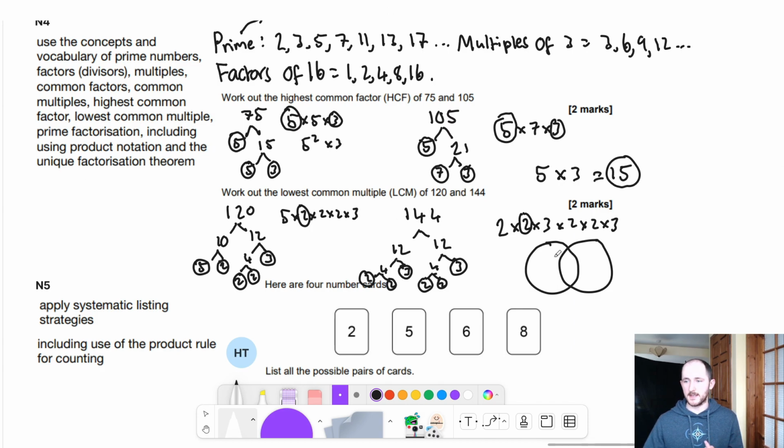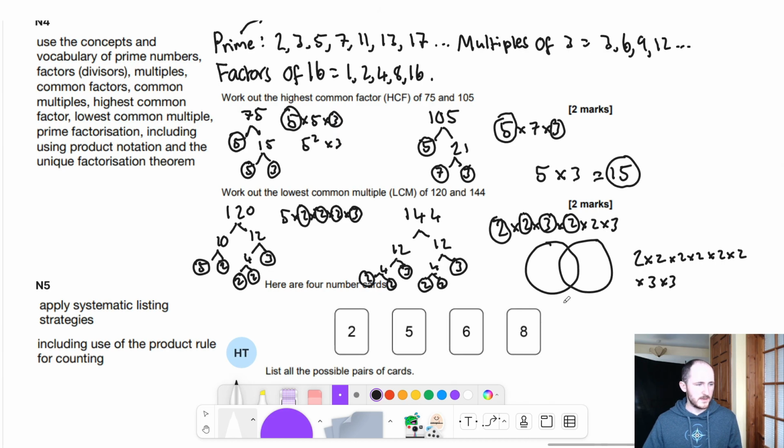The other way to look at this is to just, as I highlight them, write down what I've highlighted. So I've highlighted 2 times 2. There is another 2 that's common, so I'm going to do times 2 times 2. There's another 2 that's common, so I'm going to do times 2 times 2. There's a 3 that's common, so I'm going to do times 3 times 3.